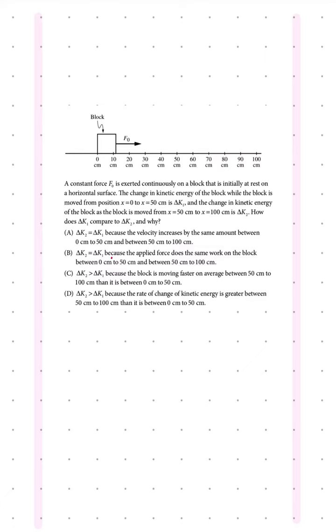All right, this is the kind of problem that often trips people up on exams, so let's go through it a little carefully. Here they tell us that there's a constant force exerted continuously on a block that's initially at rest, and they tell us that from 0 to 50 centimeters, it has a change in kinetic energy called delta K1, and then from 50 to 100, they call the change in kinetic energy there delta K2. The question they're asking us is, how does delta K1 compare to delta K2, and why?